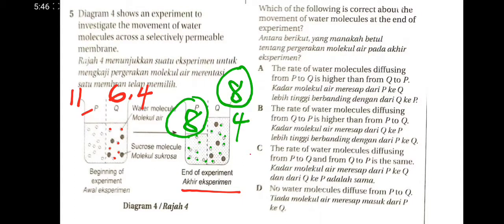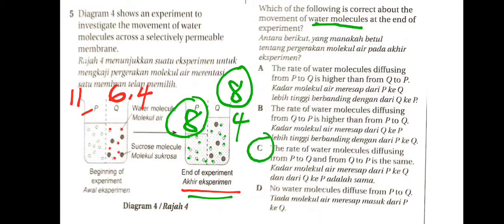So now look at the question. Which of the following is correct about the movement of water molecules at the end of the experiment? Look at A: the rate of water molecule diffusing from P to Q is higher than from Q to P. Is that correct? B: the rate of water molecule diffusing from Q to P is higher than from P to Q. It is just the reverse of answer A. If we observe, at the end of the experiment, the water molecules in P and Q are the same.